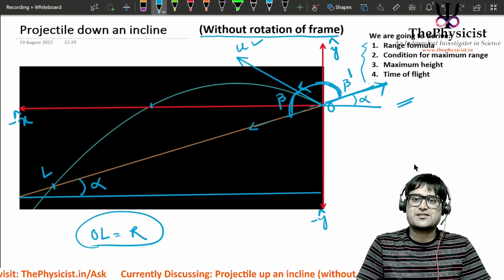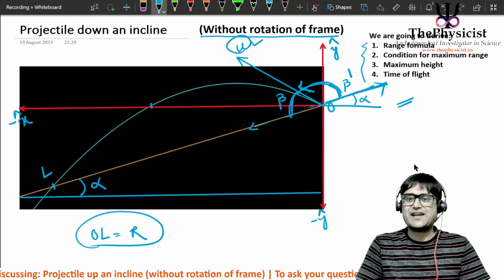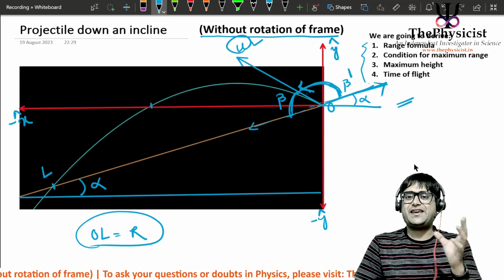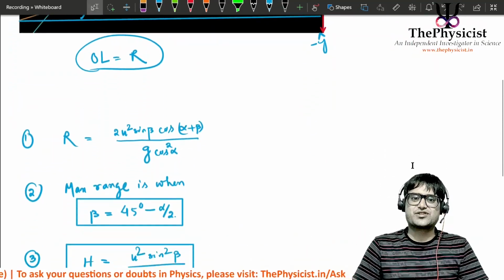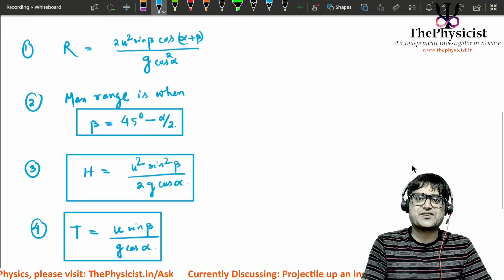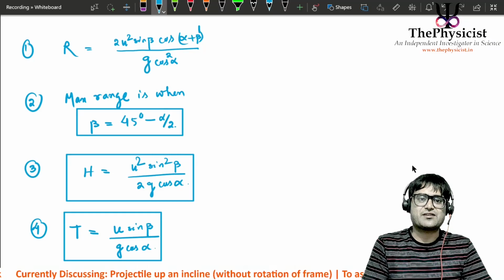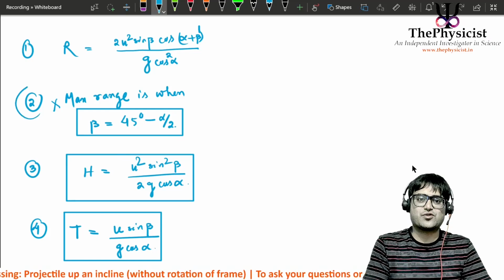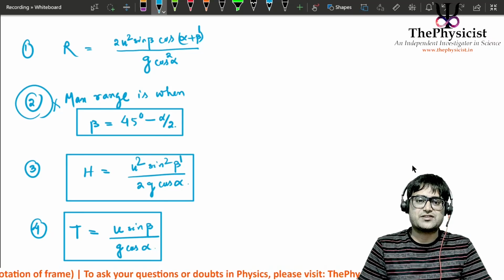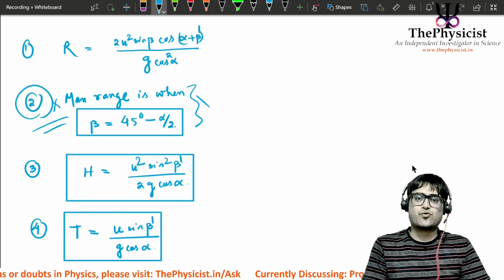This angle beta dash. So now if we assume that u is making an angle beta dash with the up the incline direction, then the expressions that we obtained would still be the same, right? All we need to do is just change this to alpha plus beta dash here. Max range: this formula would not work here, so don't use this. H would be sine squared beta dash, and this is going to be beta dash. So wherever except for the max range condition, you would not be using that.